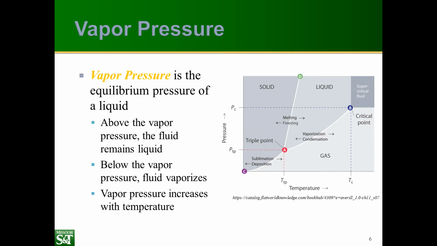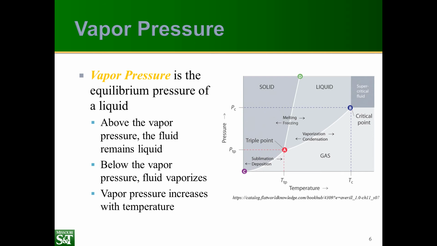The vapor pressure, very quickly, is the pressure of a liquid. Above the vapor pressure, the fluid remains a liquid. So if the pressure is higher than the vapor pressure, you're going to remain a liquid. However, if the pressure drops below the vapor pressure, the fluid starts to vaporize. And then the vapor pressure actually increases with temperature. So for instance, at low temperatures, say 20 degrees Celsius, the vapor pressure of water is very low. However, at high temperature, the vapor pressure of water is higher. So the vapor pressure just tells us at what temperature something is going to start boiling or condensing.